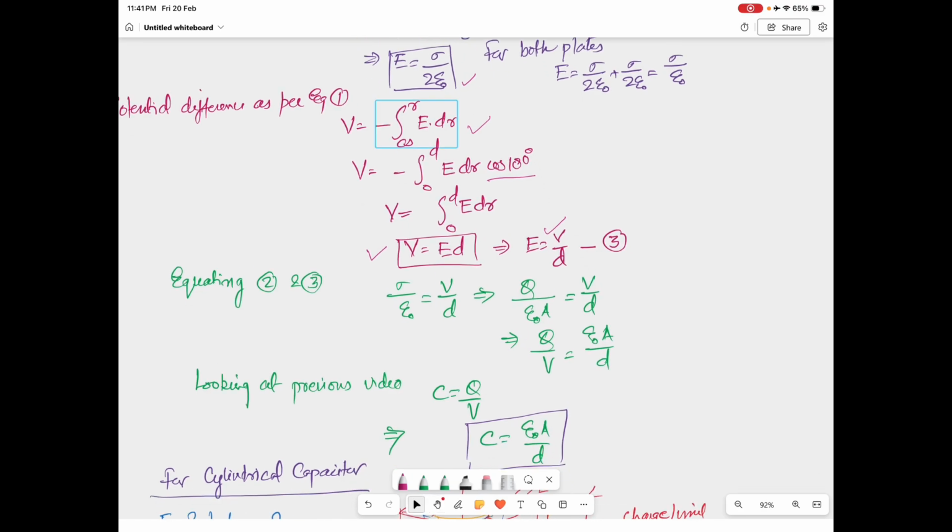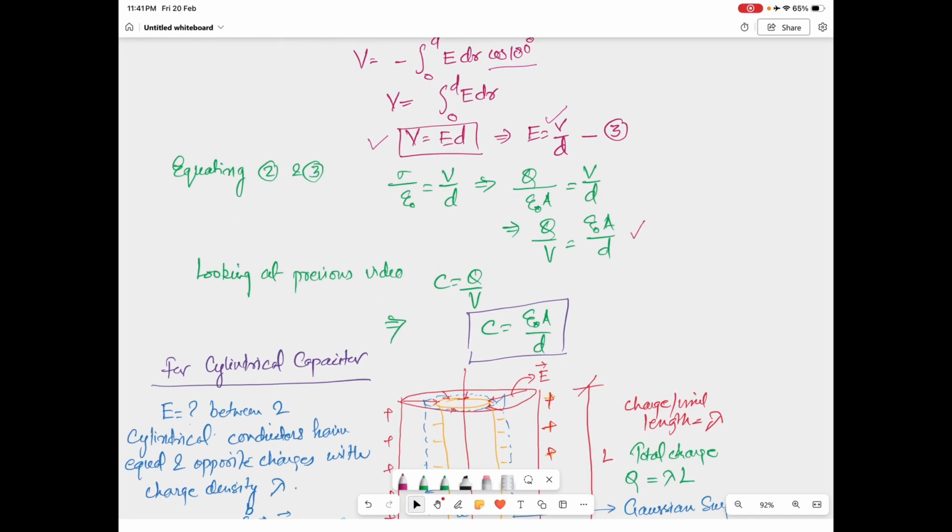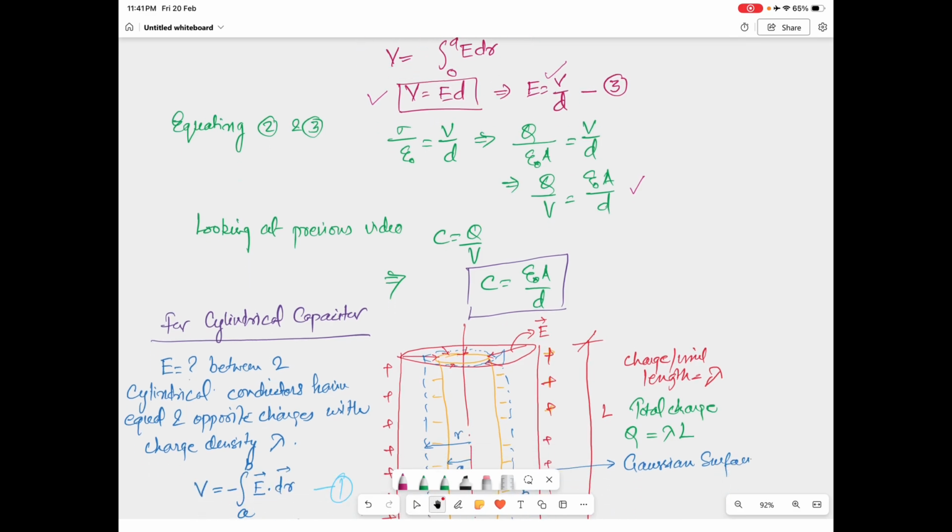So now I am equating both these electric fields together, and sigma is q upon A, so q upon epsilon naught A equals V by d. So I get q by V, which is epsilon naught A by d. But you must have seen in my previous video also, capacitance is nothing but the charge stored to increase the potential by one unit volt. So C is equal to Q upon V, which is nothing but epsilon naught A by d. So this is the capacitance of a parallel plate capacitor.